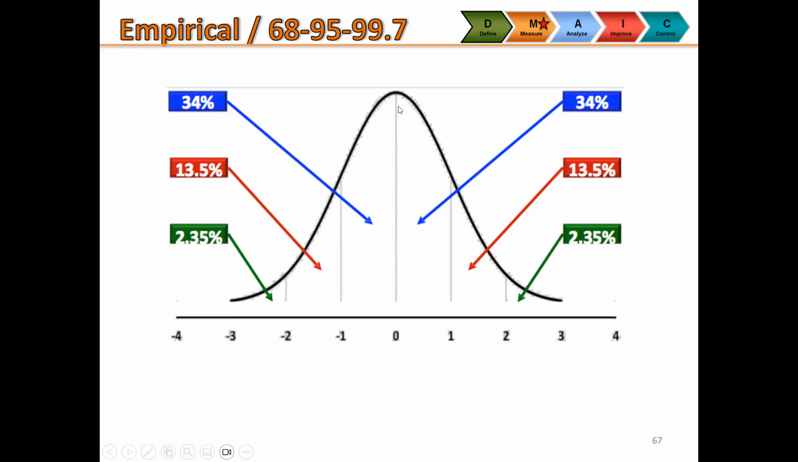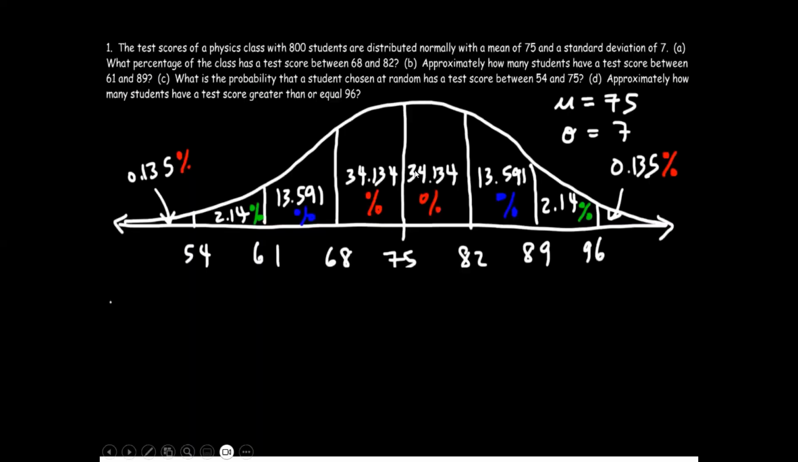And again, 68% are going to fall within 1 standard deviation. That means 34% are going to fall to the left. In the case of my weight, it would be lighter. 34% are going to be heavier. And why is this important? Let's start asking questions like this.